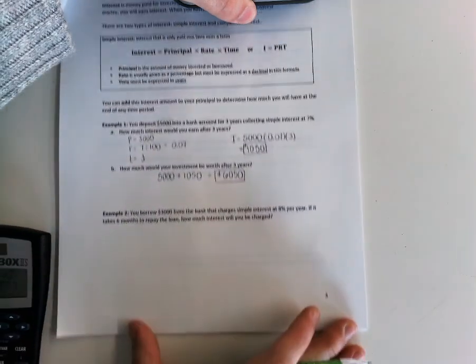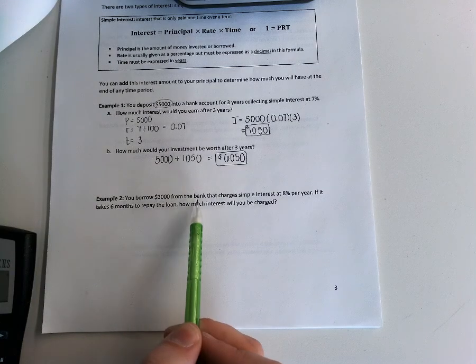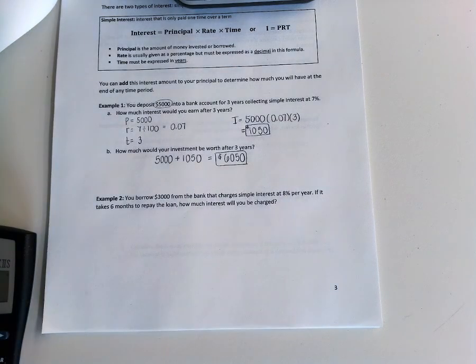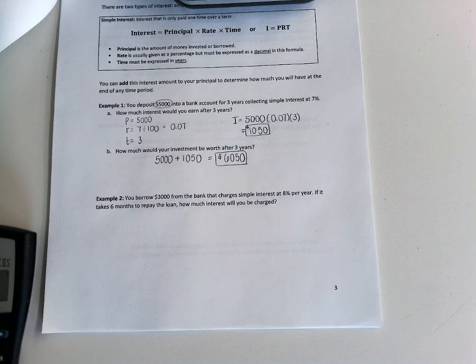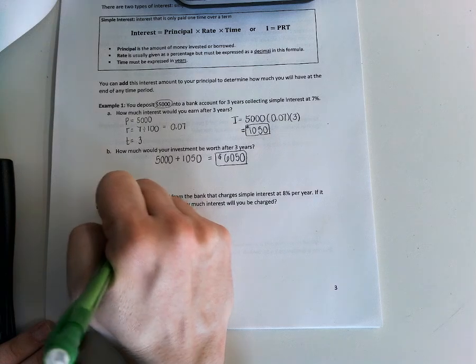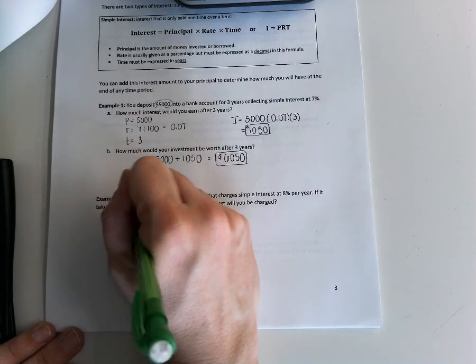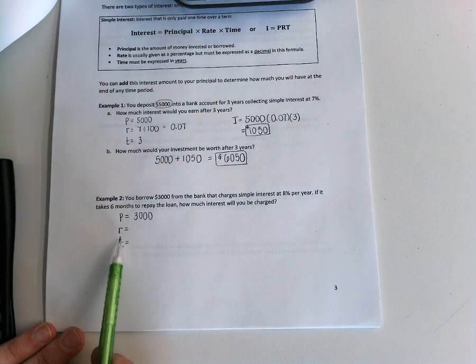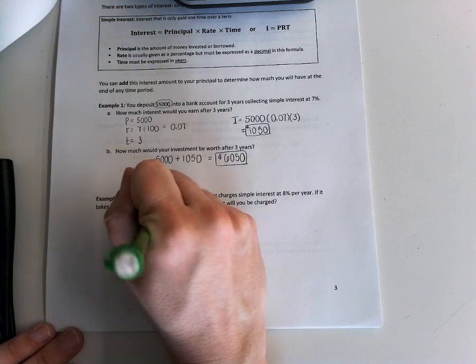In question number 2, it now says you borrow $3,000 from the bank, and they're charging you simple interest at 8% per year. If it takes 6 months to repay the loan, how much interest will you be charged? So again, let's start by defining P, R, and T. The principal, the amount that you're borrowing, is $3,000. The rate that you're being charged is 8%. So again, we're going to change that into a decimal.